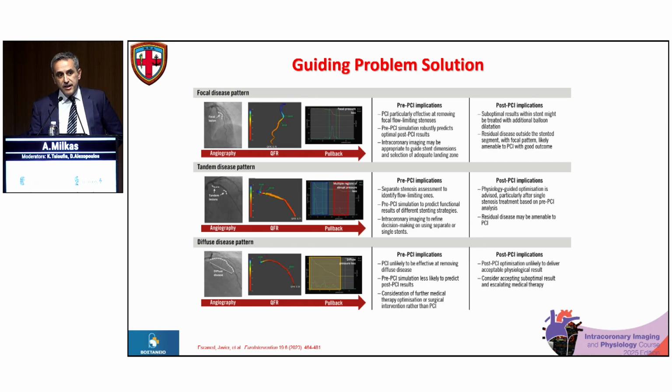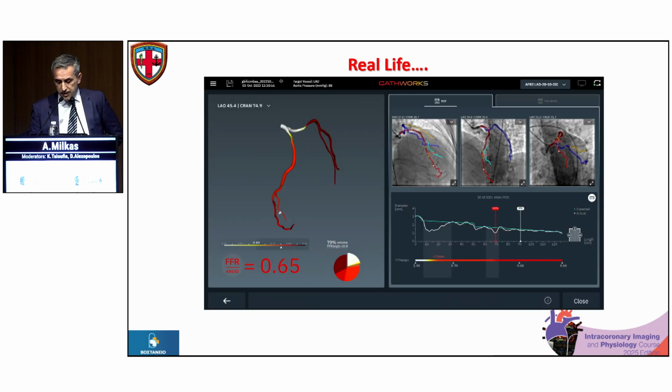And when we make our plan, pre-PCI simulation seems less likely to predict the post-PCI results. And the consideration of further medical therapy or surgical intervention should be in the mind of the interventionalists rather than the PCI. And of course, we have several post-PCI implications. We have to be ready to see that post-PCI optimization is unlikely to deliver an acceptable result. And we have to consider accepting these suboptimal results and maybe drive our patient to better pharmacological therapy.